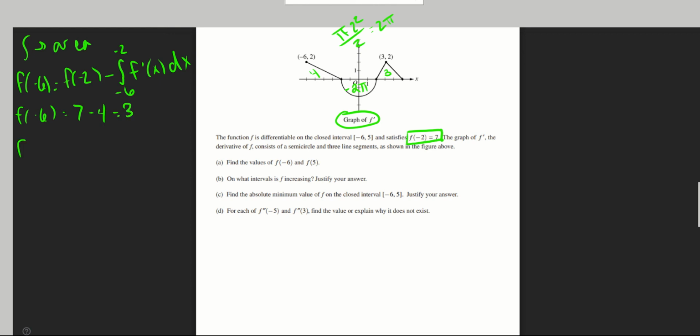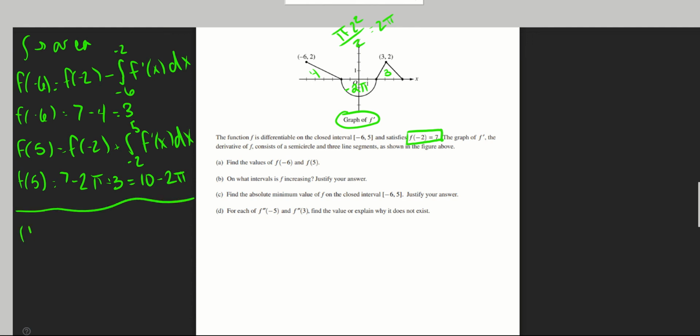And we're trying to find f of 5. Same concept, we're given f of -2. I'm going to leave some space. -2 is the smaller number, 5 is the bigger number. But this time, from your initial condition, we're moving forwards. That means we're going to add the integral. So for f of 5, we know f of -2 is 7. Then we add the integral from -2 to 5. So from -2 to 2, that's our semicircle. From 2 to 5, that is our triangle, and that gives us 10 minus 2 pi. So that is our part A.